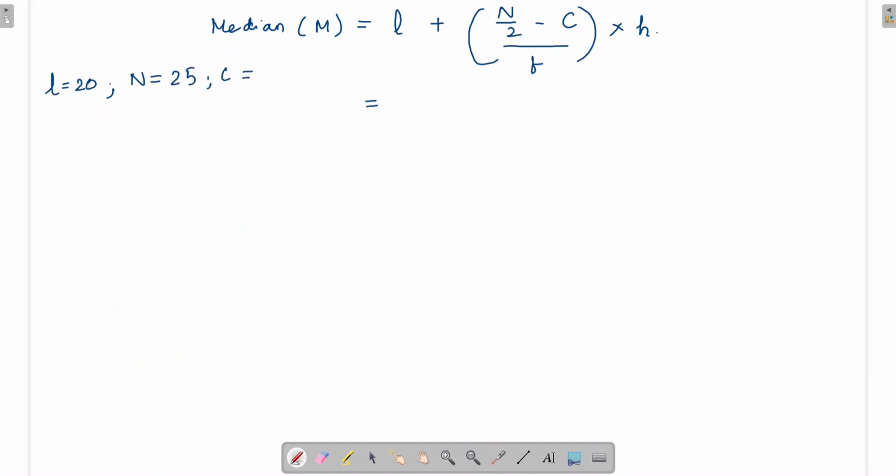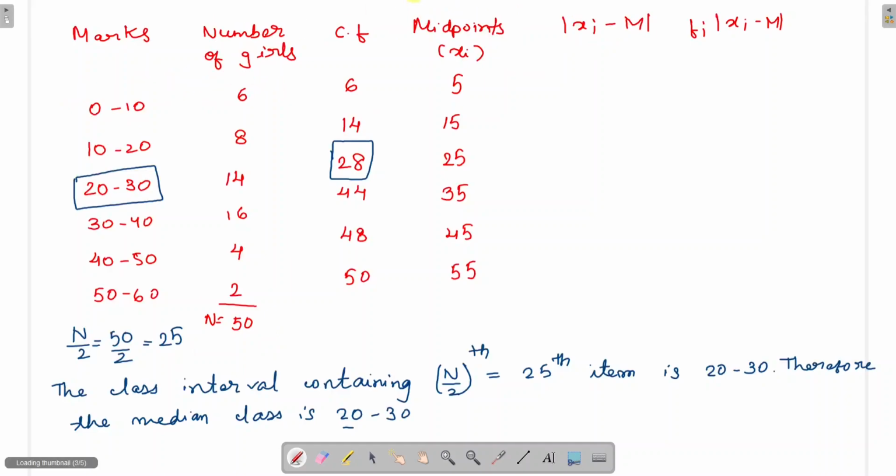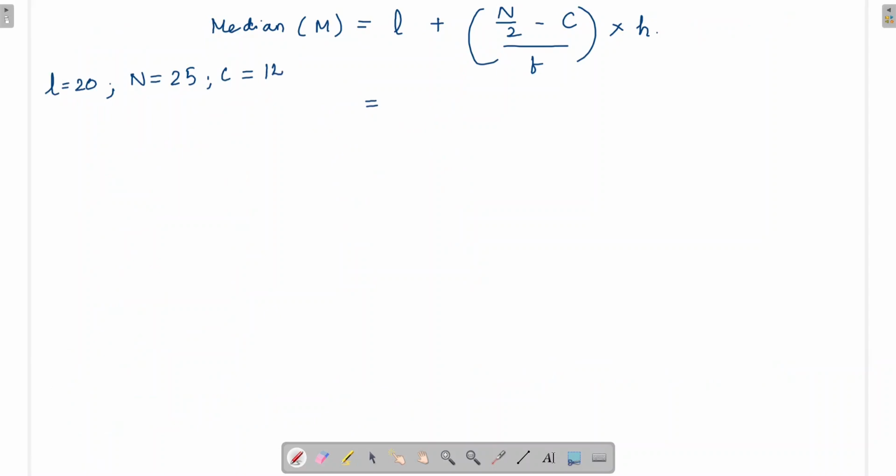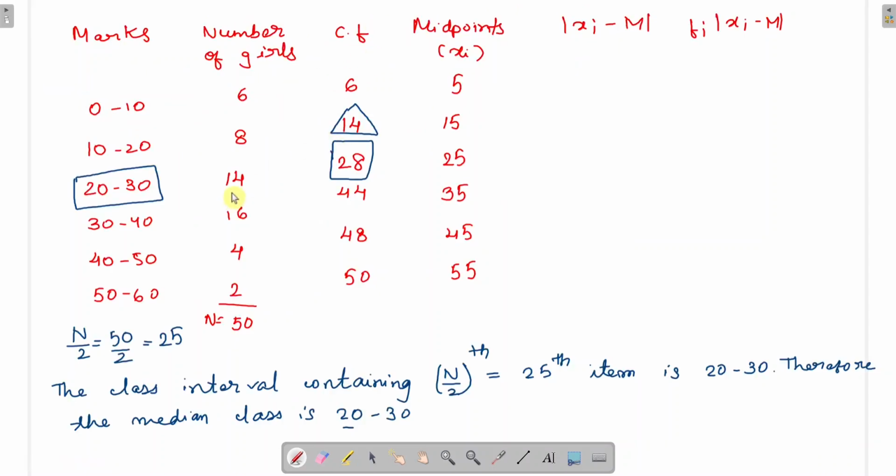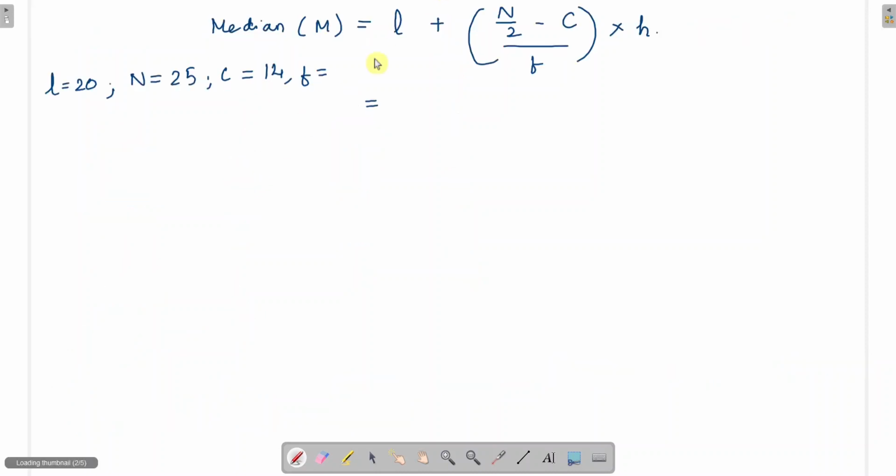Now C is the cumulative frequency of the class preceding the median class. I repeat, cumulative frequency of the class preceding the median class, that means this here, 14. This is the capital C. Then F is the frequency of the median class, that is nothing but 14. Number of girls means frequency, that is fi. So 14 is the value of F.